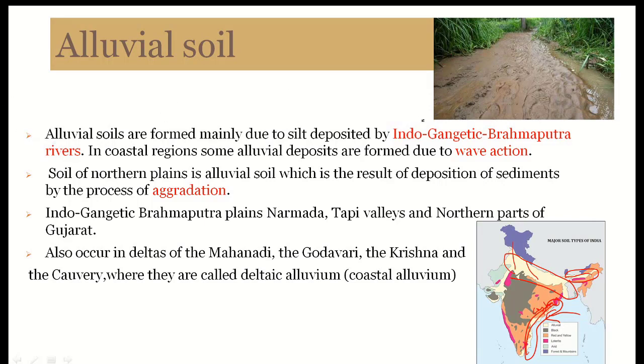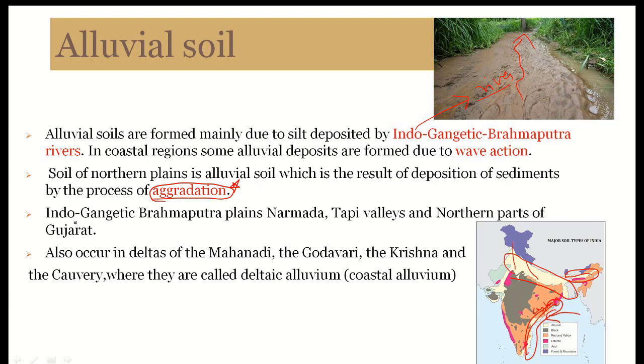You can see here the deposition of rivers. This is the silt, how the rivers deposit it, and this process of getting silt in the plain is called aggradation. You need to remember this aggradation. North Indian plains are completely covered by this alluvial deposit.